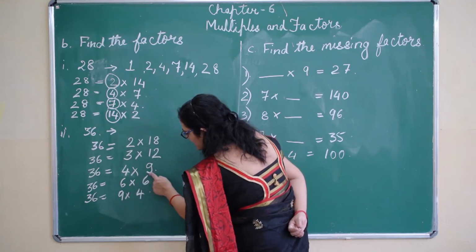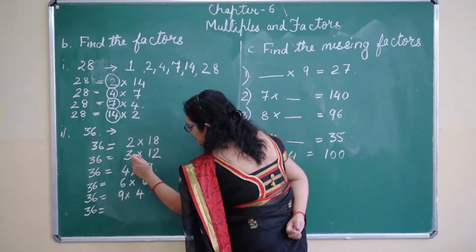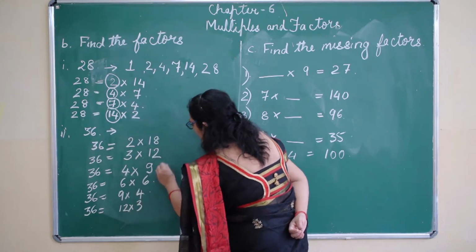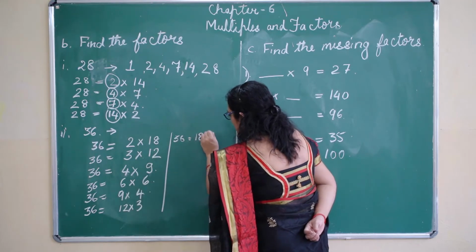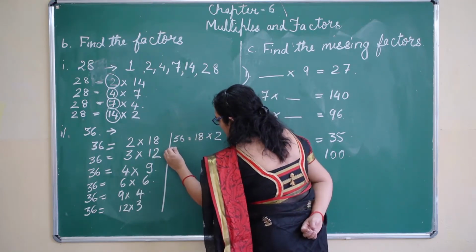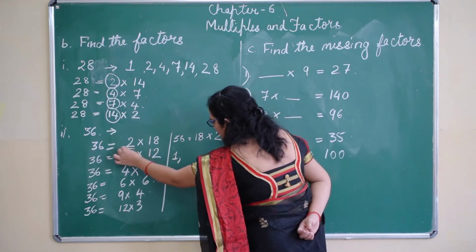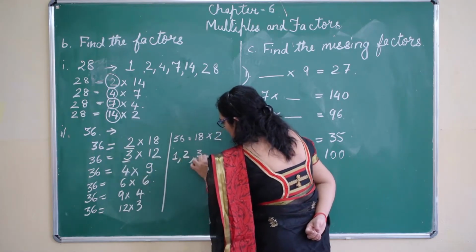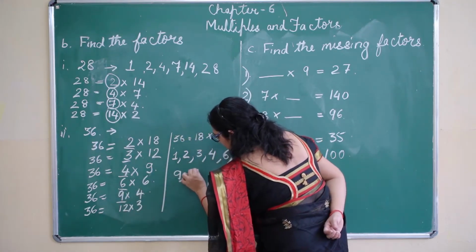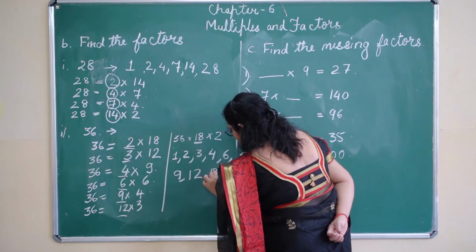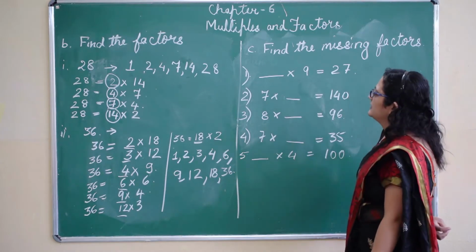We can write it the opposite way. 4 9s are 36, then 9 4s are 36. 3 12s are 36, then 12 3s are 36. Then 18 2s are 36. And the number itself as well as 1. So the factors of 36 are 1, then 2, then 3, 4, 6, 9, 12, 18 and the number itself. Okay. Understood?